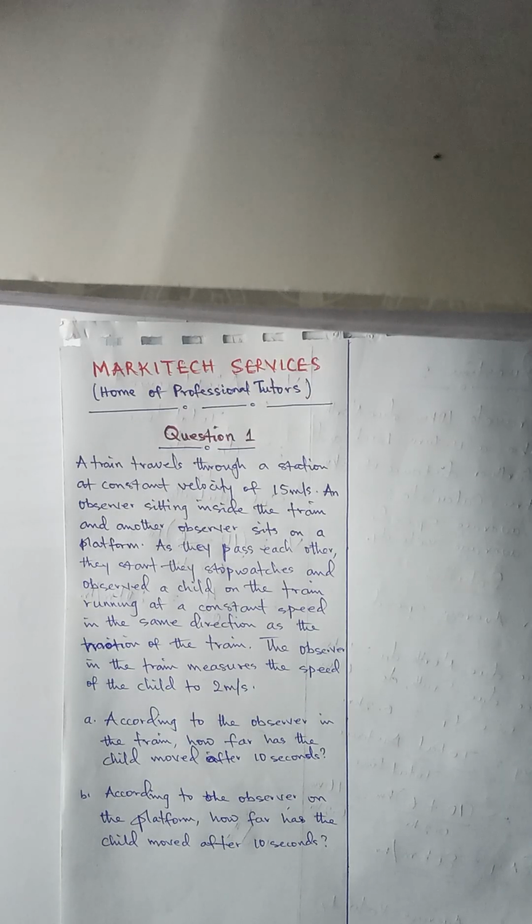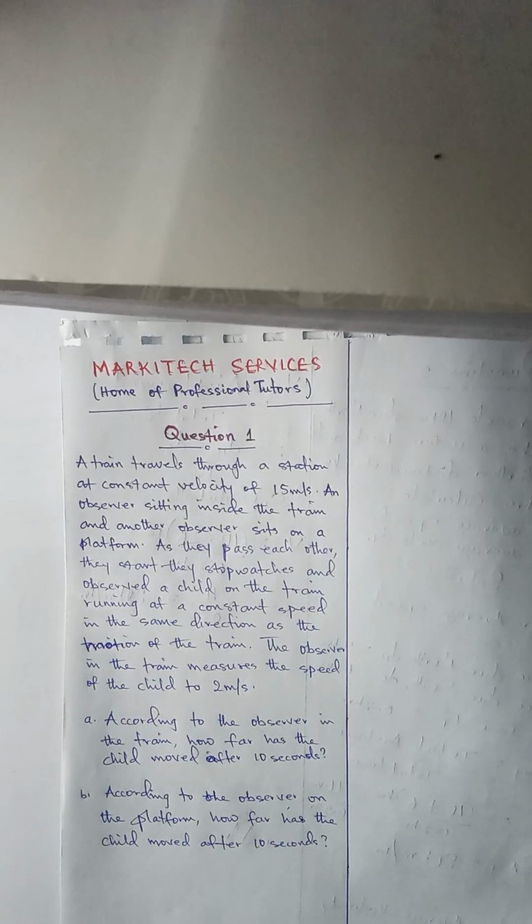So today we'll be considering frame of reference, also in line with motion, and then we'll be treating some of these questions. Let's start with question 1, and it says, a train travels through a station at constant velocity of 15 meters per second.